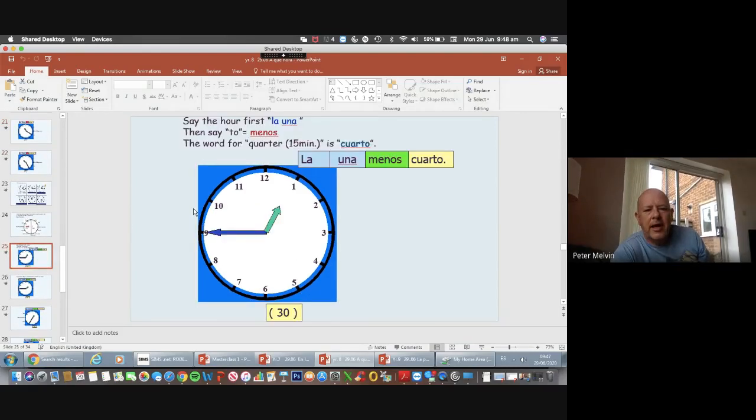This is where it gets a little bit more complicated. So when it's 1:45, it's la una menos cuarto. That menos means minus. So you'd be saying it's 1 minus a quarter. See, it does work. It's logical. We say 1:45, they say 1 minus a quarter. And then that works the same for all the different times. So rather than going through all the slides, 12:35 would be la una menos 25. La una menos 20. Menos 10. Menos 5.